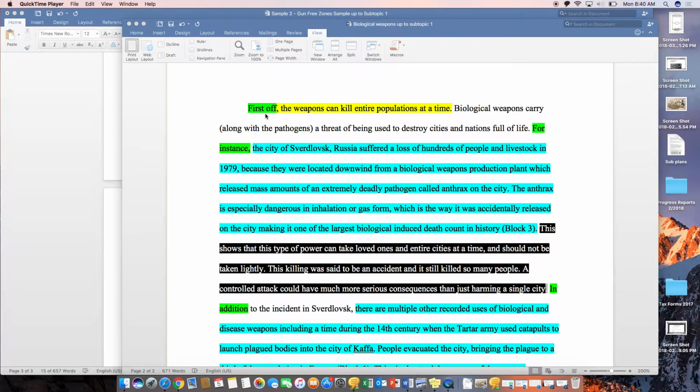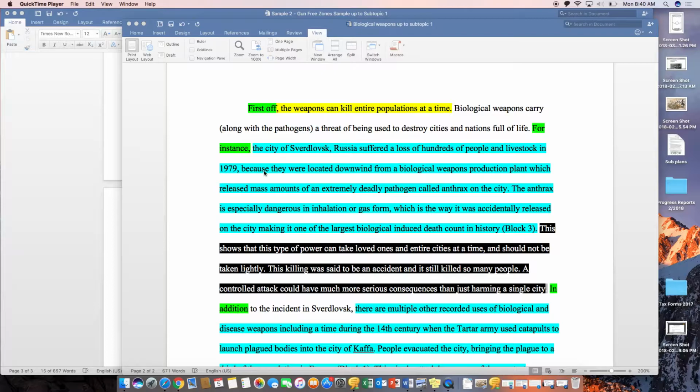First off, comma, the weapons can kill entire populations at a time. Here's your topic sentence. Biological weapons carry, along with the pathogens, a threat of being used to destroy cities and nations full of life. So this person, again, like the other person, they have kind of a transition sentence. They don't just start into their example, but you can if you want. Okay, so for instance, again, this is our trigger word to show that we are giving a concrete detail.